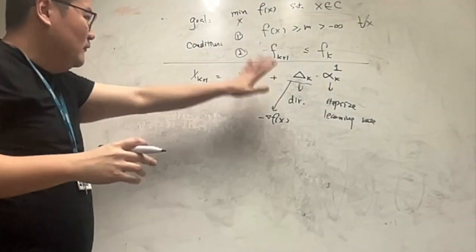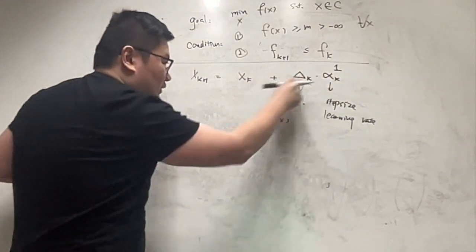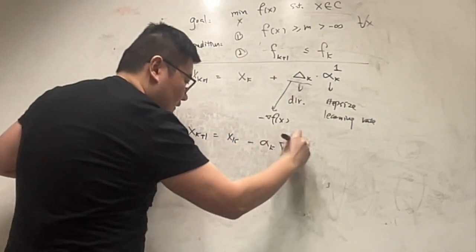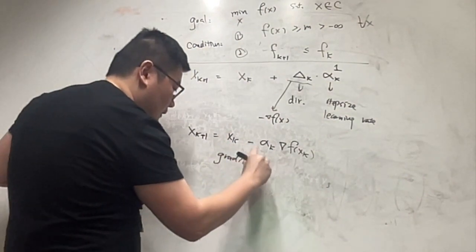So we have this. Then what is this whole thing? This whole thing has a name. Hk minus, and then I put the alpha in front. This thing has a name. This thing is called gradient descent.